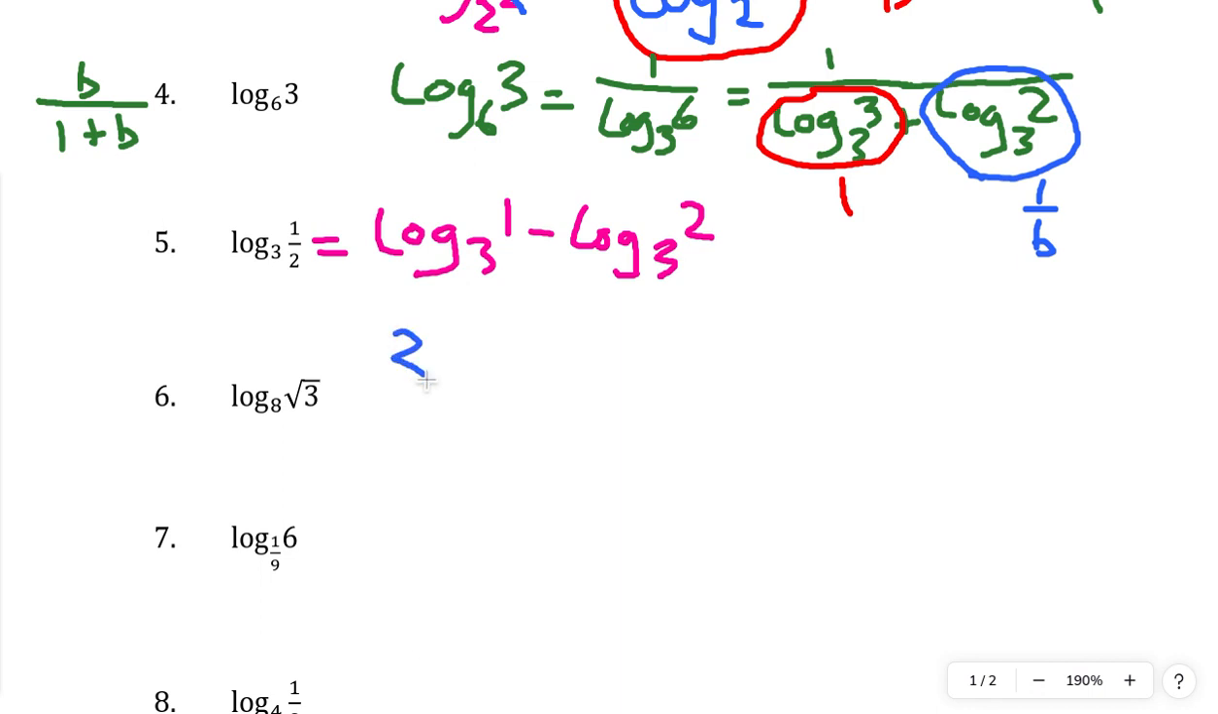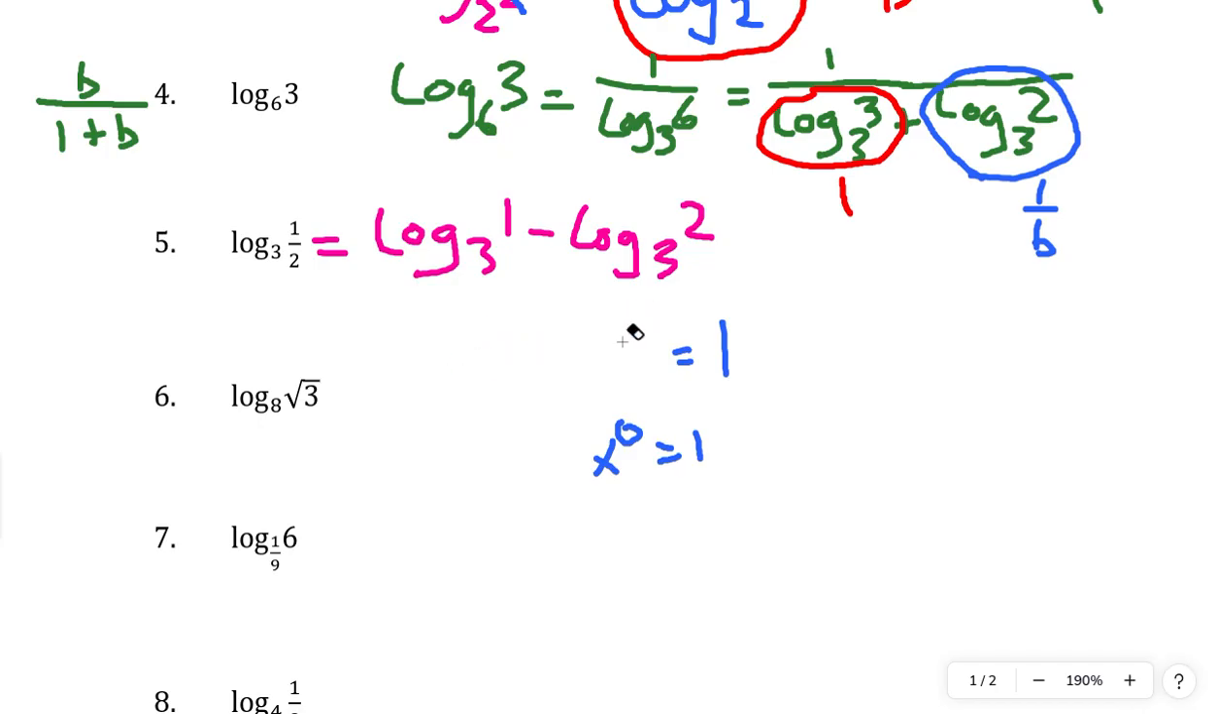So let me explain. Log of 1 base 3 means that log 3 to some power equals 1. Well, 3 to what power equals 1? Well, that would have to be 3 to the 0 equals 1. And not only that, but any number to the 0 power equals 1, except for 0. And so that means that this is equal to 0. So log of 1 is always equal to 0.